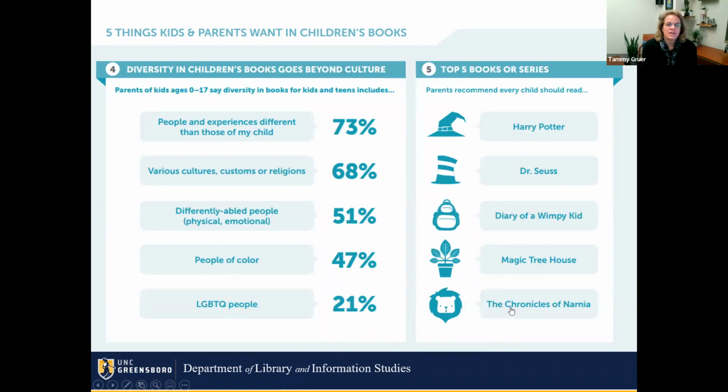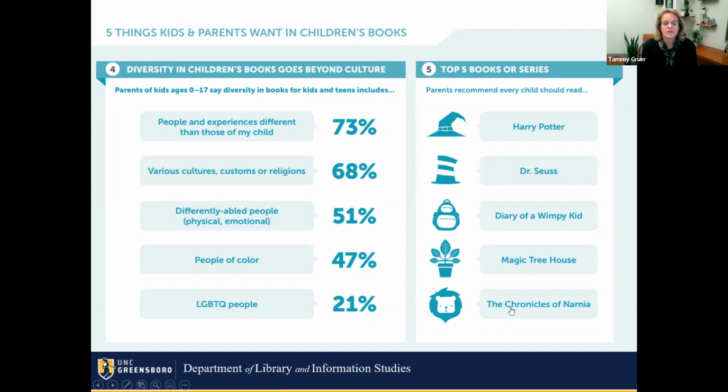Another thing that's important is to think about the diversity in children's books, and that diversity goes beyond just culture. In this particular survey, they found that 73% of the students and parents they talked to wanted to see people and experiences that were different than their own. So not children that were exactly like them, right? They wanted to see what people of other cultures and countries and abilities and how they were dealing with those.